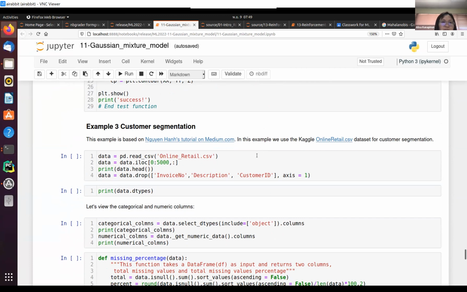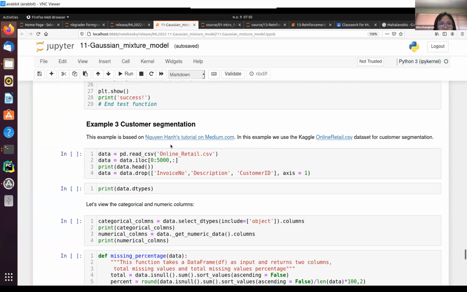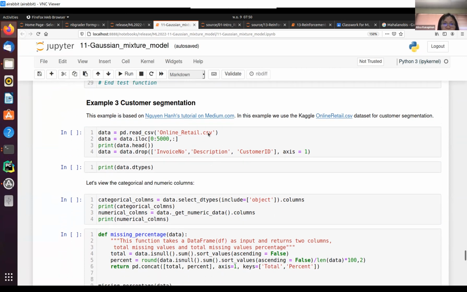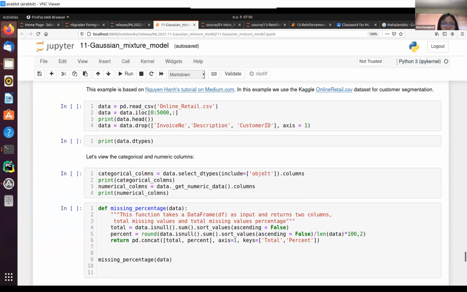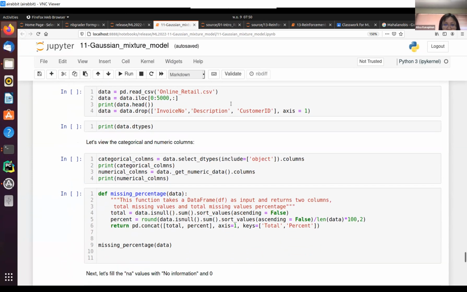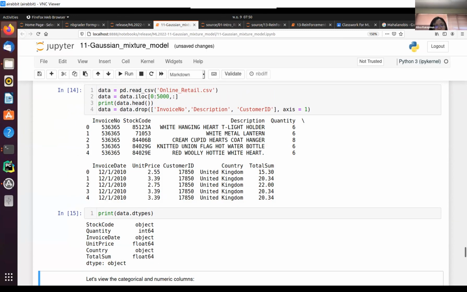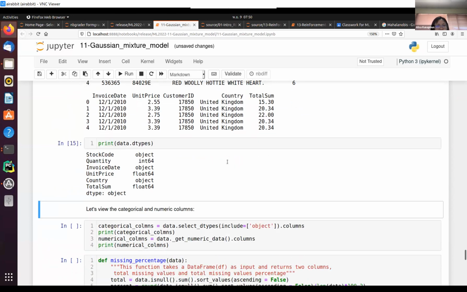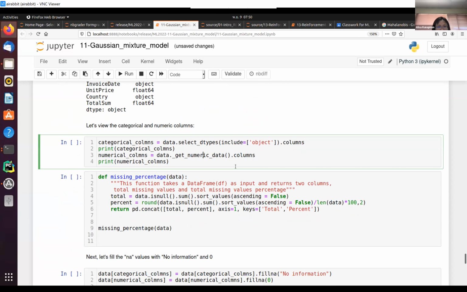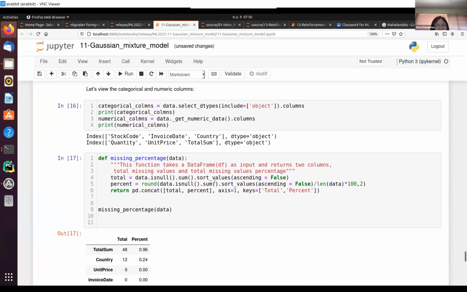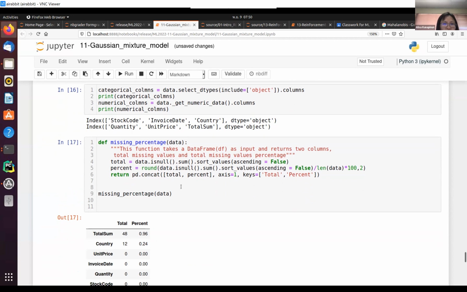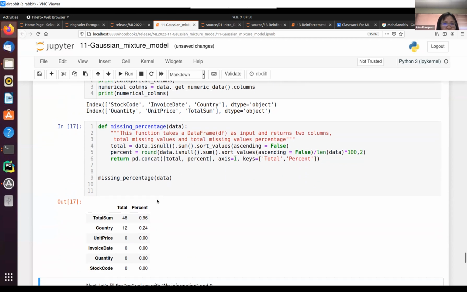For the third example, it is the Nguyen Han tutorial on Medium that uses the Online Retail data set from Kaggle. So we are using everything the same, but the data set has a large size, and we try to reduce some parameters.